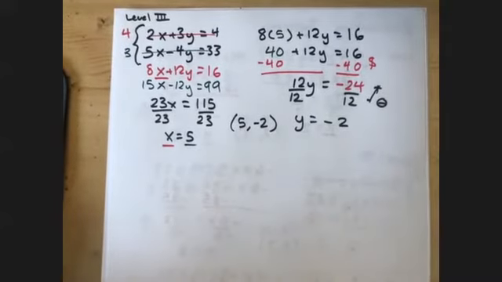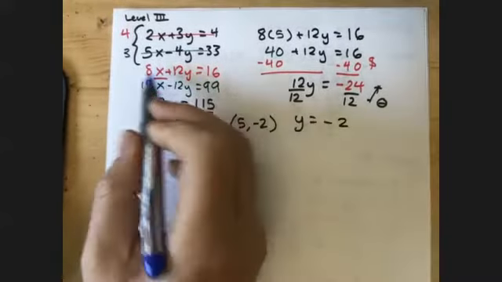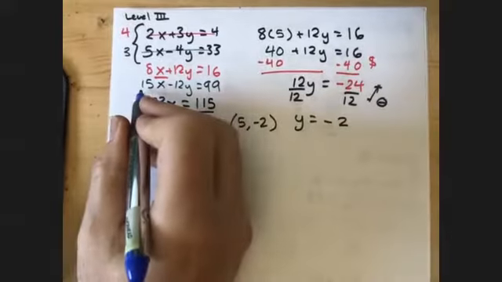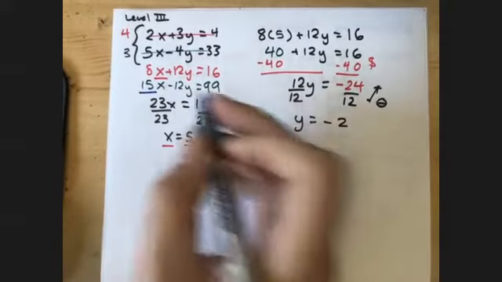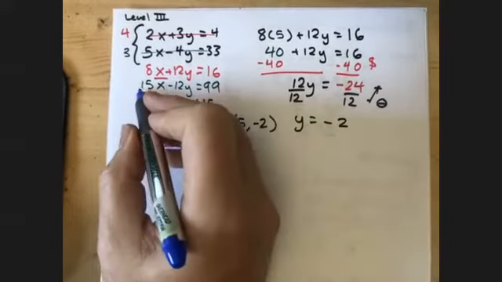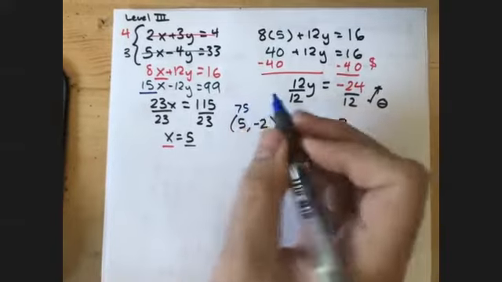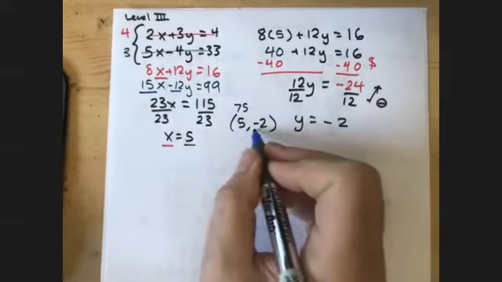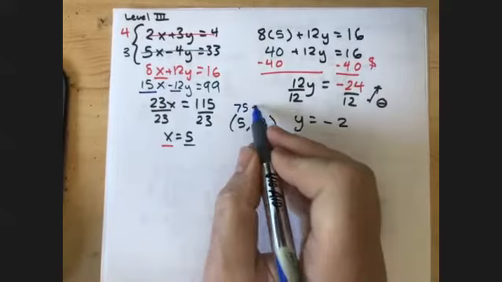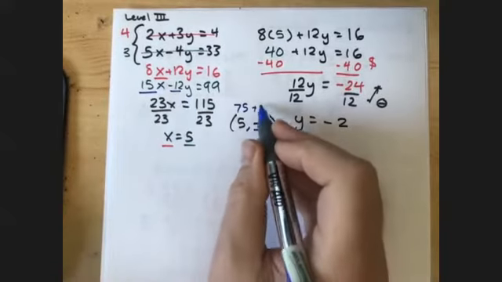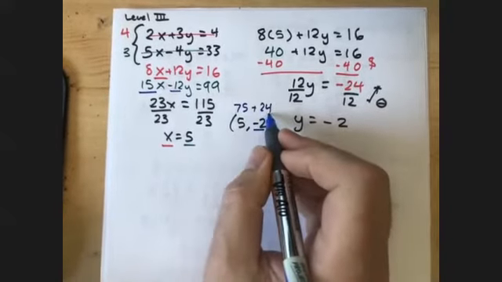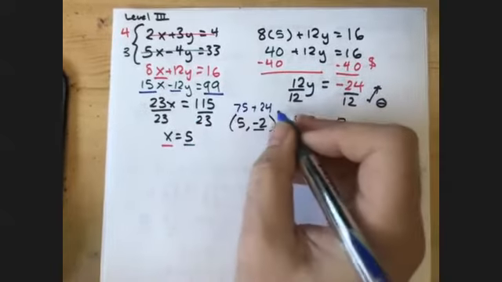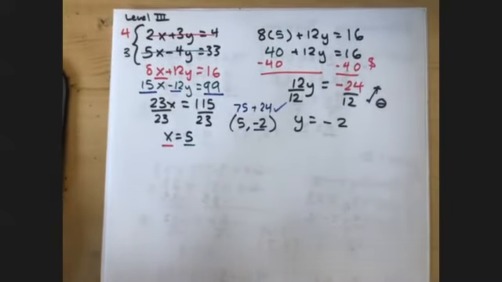And then I'll do the check. So I plugged into this top one. So I'm going to do 15 times the x value. 15 times 5 is 50 plus 25. That's 75. Then the negative 12 times the negative 2. The two negatives make a positive, and 12 times 2 is 24. 75 plus 24 is 99. I've checked it, and I'm happy.